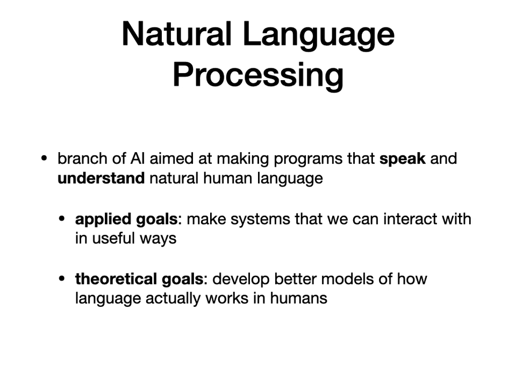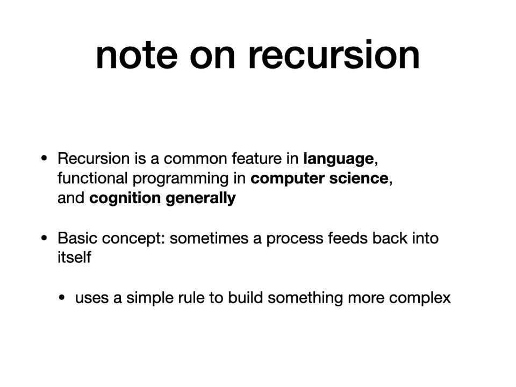So, to revisit an idea that we've talked about a little bit, another note on recursion. It's this common feature in language. It's very important in computer science and just cognition generally. We sometimes apply the same rules at different depths. And sometimes processes can feed back into themselves to achieve new results. So a simple rule will build something more complex.